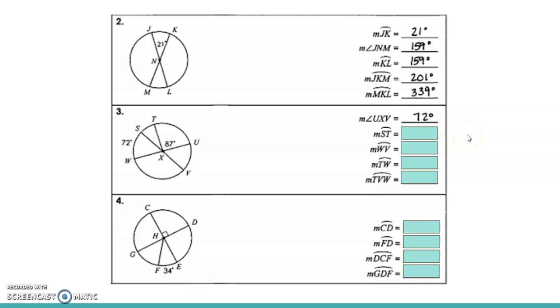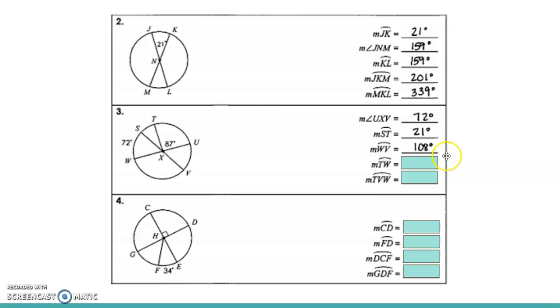Looking for the arc measure of ST, I am going to take 180, so W to U, and subtract my 87 and my 72, and I'll find that that measure is 21. Looking now at arc WV, I can add my measures for UT and ST, so 87 and 21, to get 108.